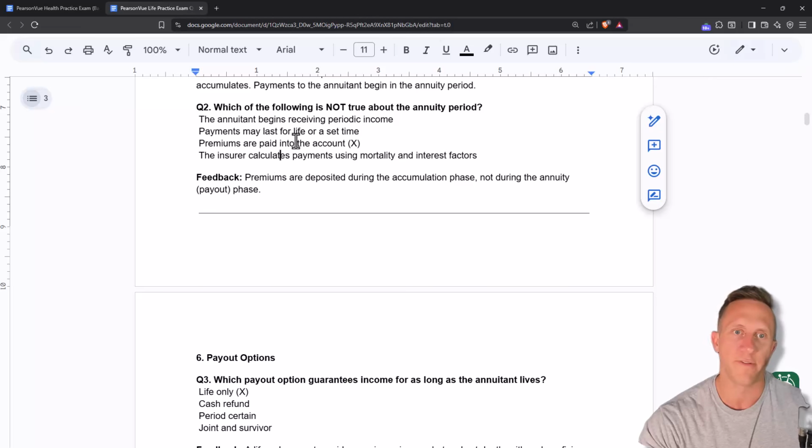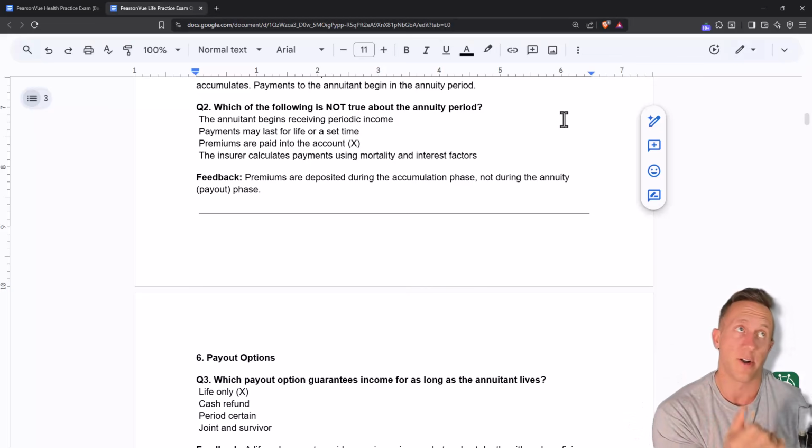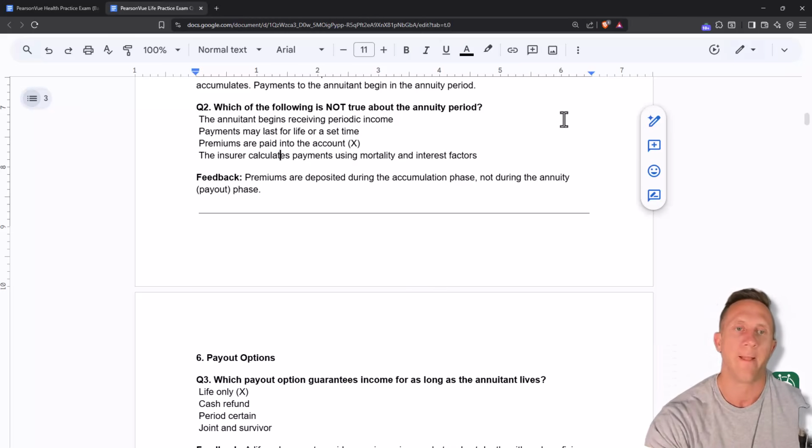Next, which of the following is not true about the annuity period? So once again, in the not true questions, you want to look and see which ones are true. Then the ones that are true are the ones that aren't the answer. That's the way my brain works anyway. I don't know. I'm weird.